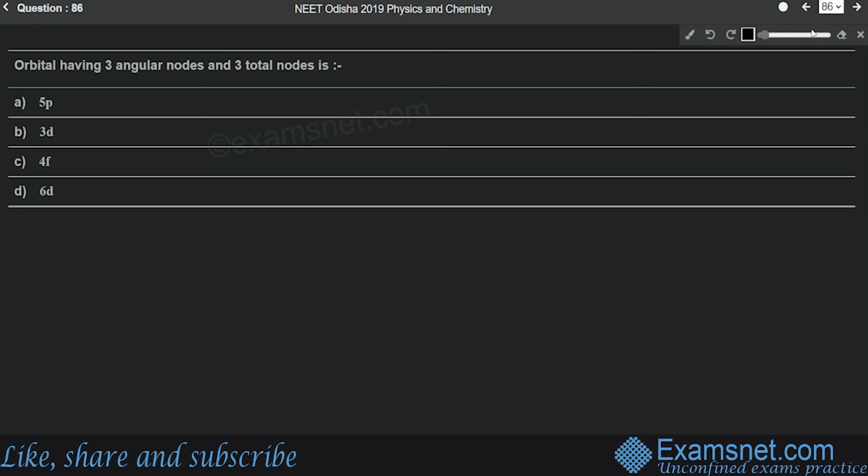Question number 86 is from the chapter Structure of an Atom, and the question is: orbital having 3 angular nodes and 3 total nodes is. Options are 5p, 3d, 4f and 6d. So we know that the number of angular nodes is equal to the azimuthal quantum number, that is small l. Whereas the number of radial nodes is equal to n minus l minus 1, where n is principal quantum number and l is azimuthal quantum number. But here we can find out the correct answer using the azimuthal quantum number only. This is equal to angular nodes, and it is given that we have 3 angular nodes. That means the value of l should be 3, right?